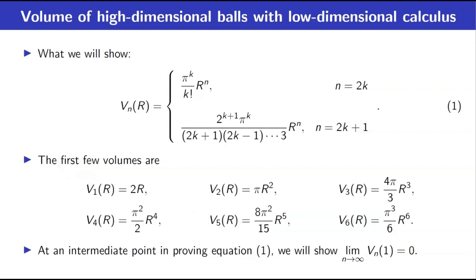You have ordinary length, area, and volume in the first row. In a bit, we'll talk about how we can interpret all these quantities as volumes in their own right. At an intermediate point in proving equation 1, we're going to show that the limit as n goes to infinity of the volumes of balls of radius 1 is actually 0. That's pretty clear from equation 1 because factorials outrun exponentials, but it's neat that we can show this well before we've actually verified the main result.